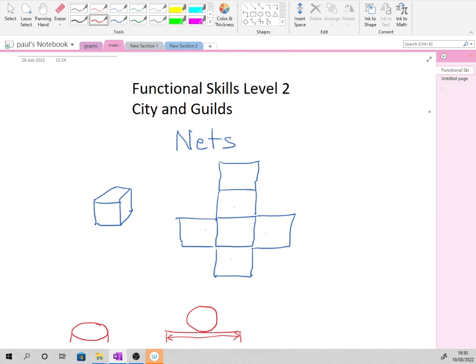Nets. Now, we will come back to more nets in the next lesson, because we're going to look at calculating surface area. So to calculate surface area, you've got to do the area of that, the area of that, the area of that, and all the sides, and add them all up together. So it might be handy just to draw a net of the shape, just to get yourself a picture. So we'll do that in the next one.